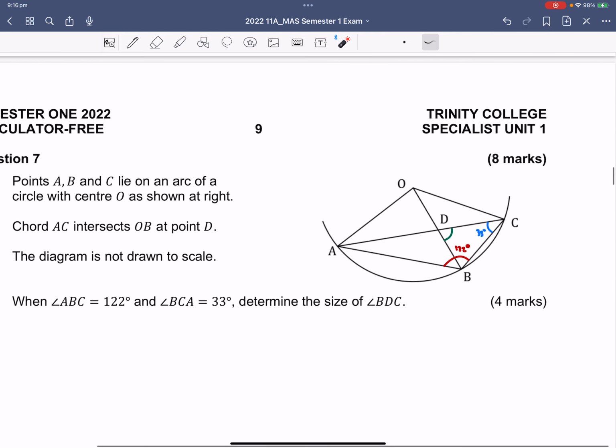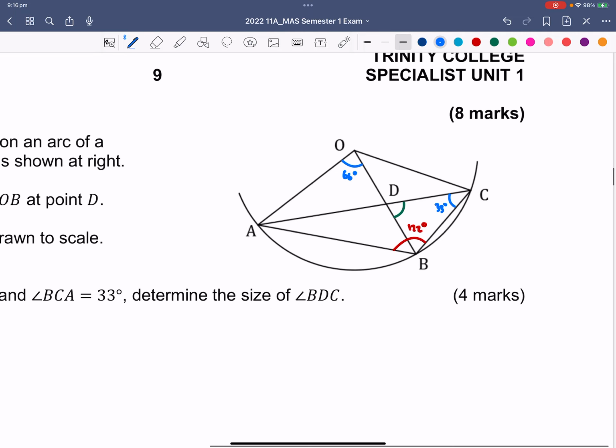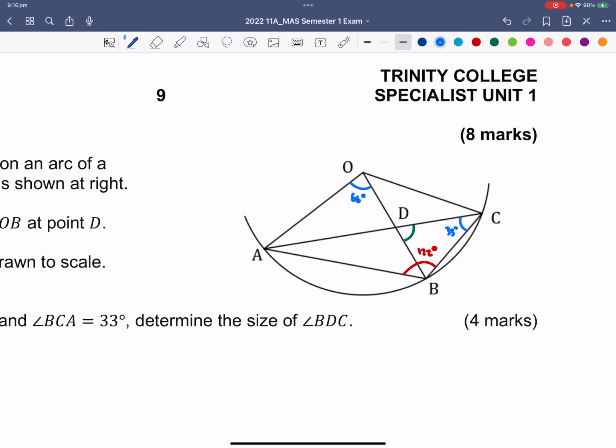I'm just going to try and find a whole bunch of angles. These two are meeting up at the circumference, and then they also meet up at the center. So if that's 33, then this should be 66 because it's the angle at the center. They're not asking us to justify, so I'll just do that on the picture. That's 66 degrees.